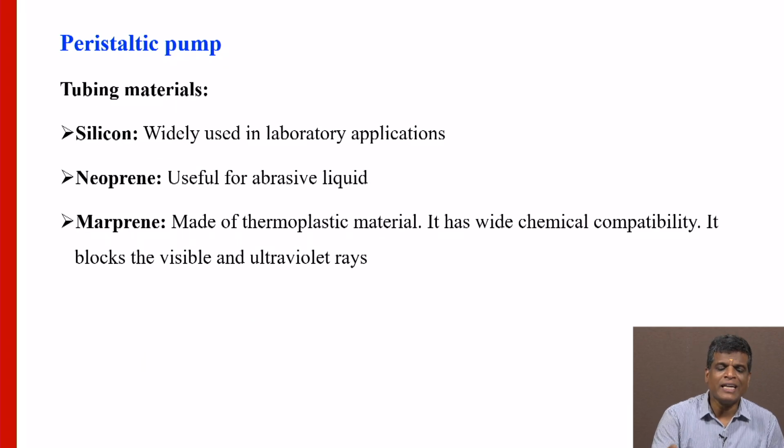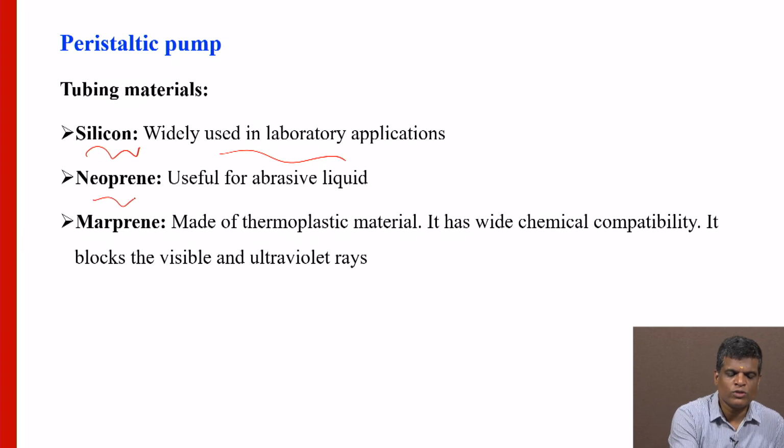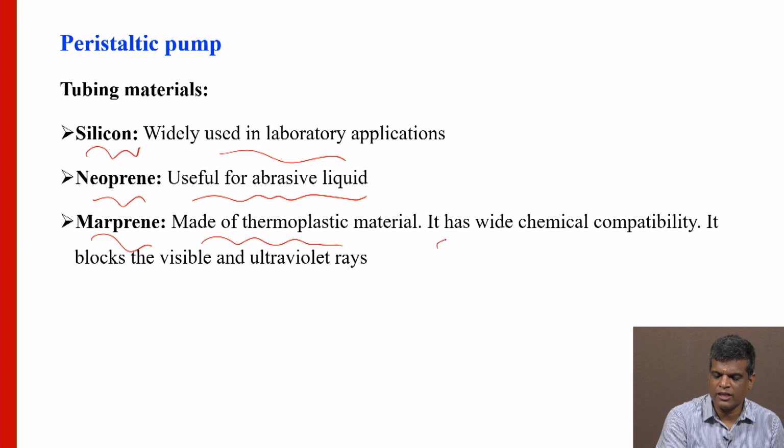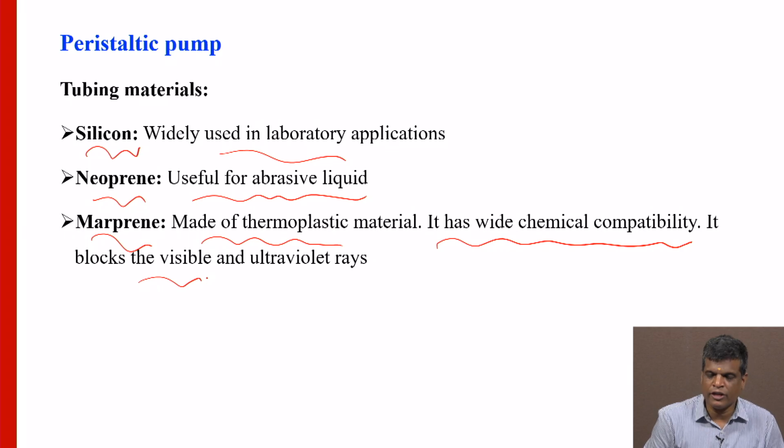So what are the tube materials for the peristaltic pump here? Normally we use silicone, which is widely used in laboratory applications. Sometimes we use neoprene, useful for abrasive liquids. Then another one is Norprene. It's made of thermoplastic material. It has wide chemical compatibility. It blocks visible and ultraviolet rays. These are different types of tube we are using here: silicone, neoprene, then Norprene.